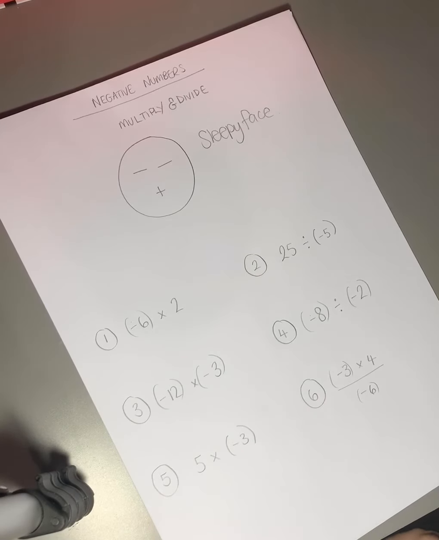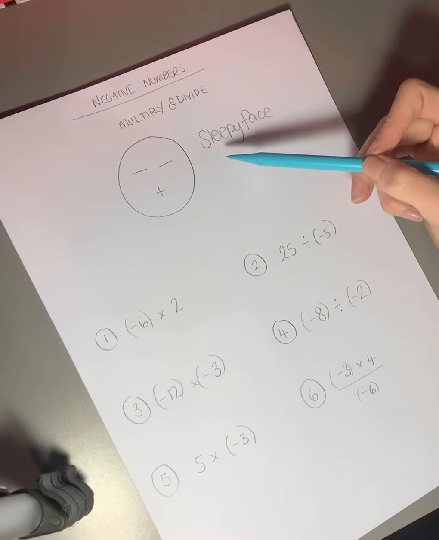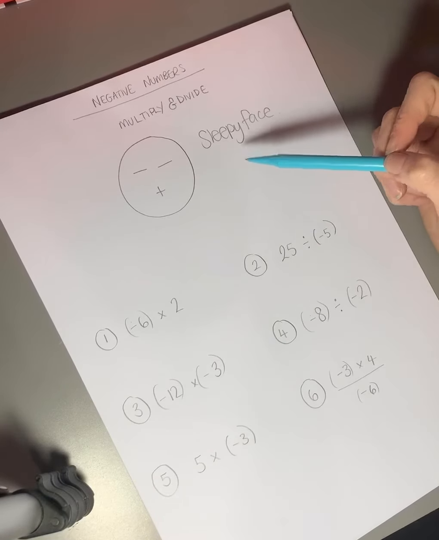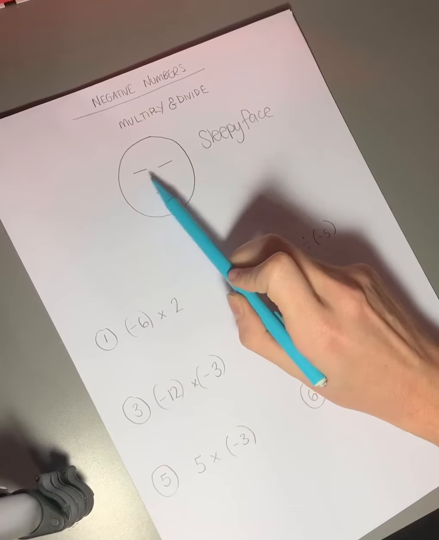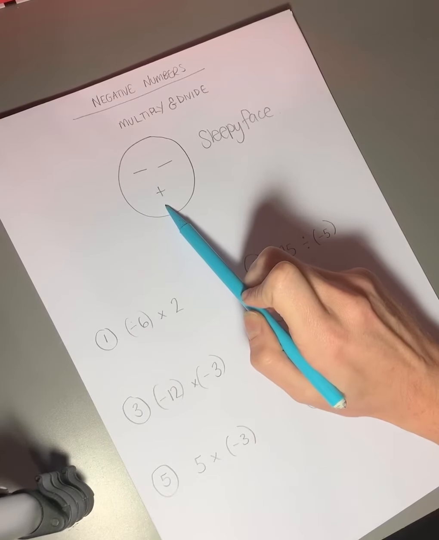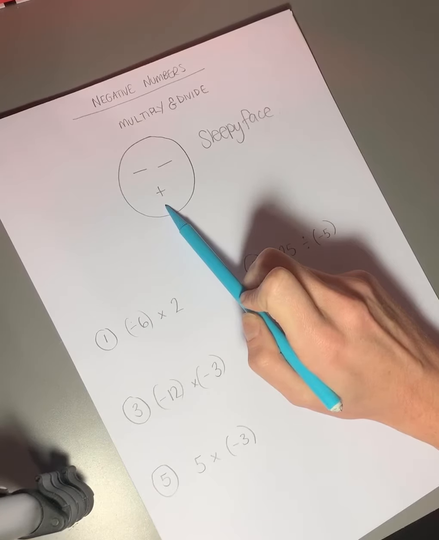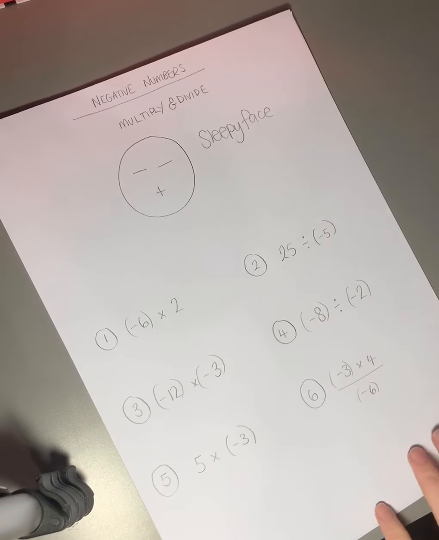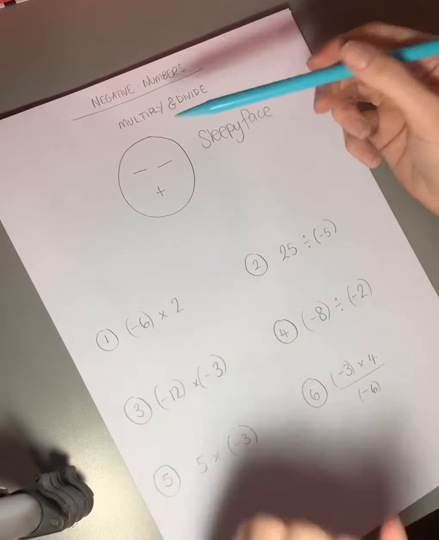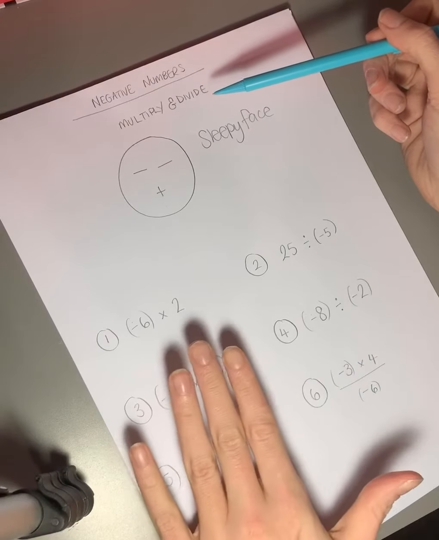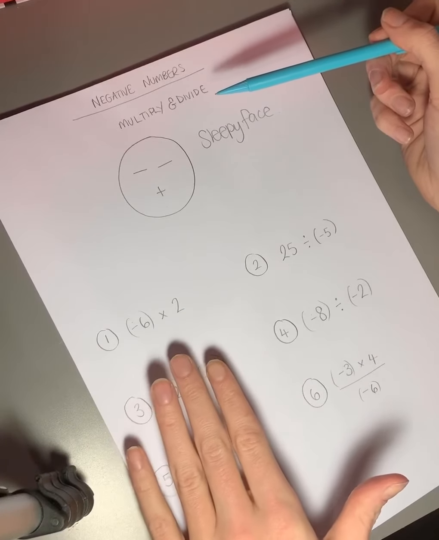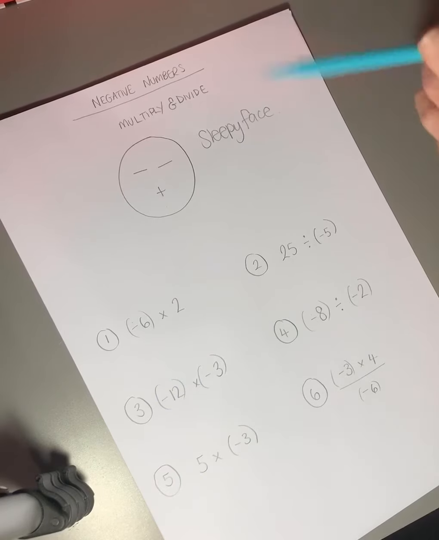Okay, so we're going to have a look at multiplying and dividing negative numbers now. And I like to use this thing I call the sleepy face. It's got two negative signs as the eyes and for some reason a plus sign for the mouth. We don't question it, we're just going to go with that. So if I want to work out the answer to a multiplication or a division, the trick is just work it out and pretend there isn't any negatives there.